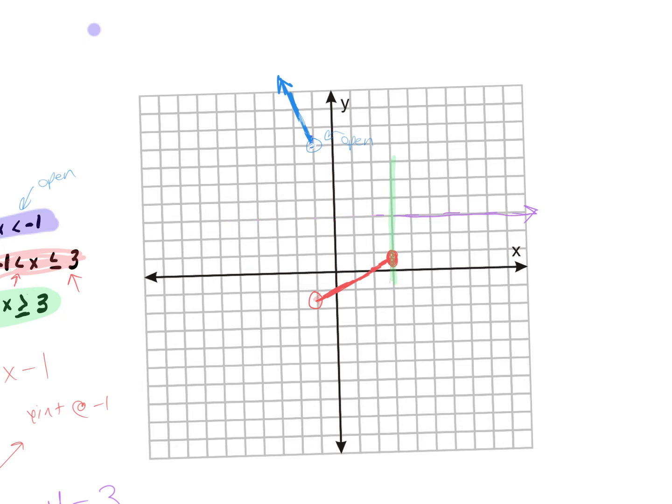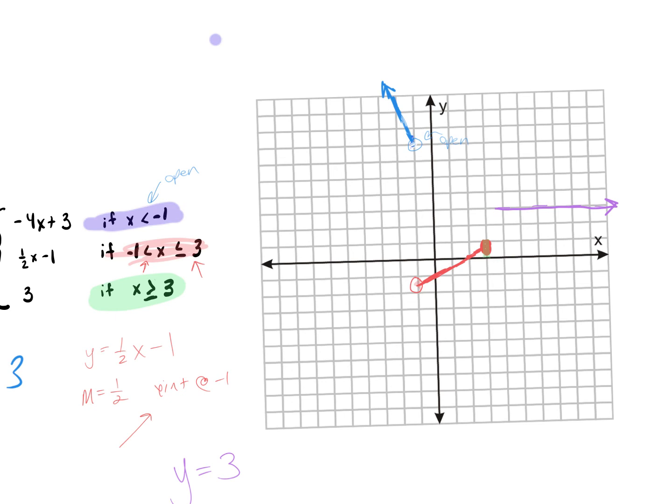What do I do with everything else? You erase it. Good. And then the last thing you have to check is what? Is it a closed dot or an open dot? Why is it closed? Because it's greater than or equal to. Good. So I'm going to have a nice big closed dot there so I know.